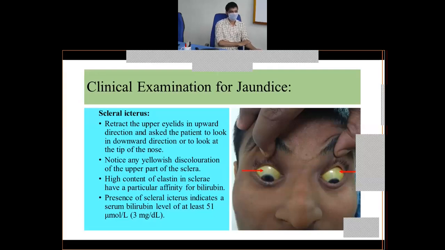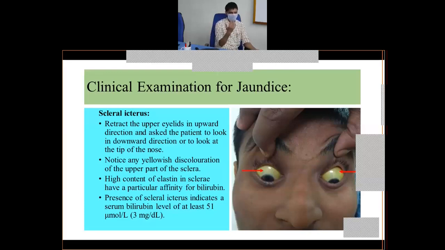So retract the upper eyelid in the upward direction. Ask the patient to look in the downward direction or toward the tip of the nose. Then notice any yellowish discoloration of the upper part of the sclera.